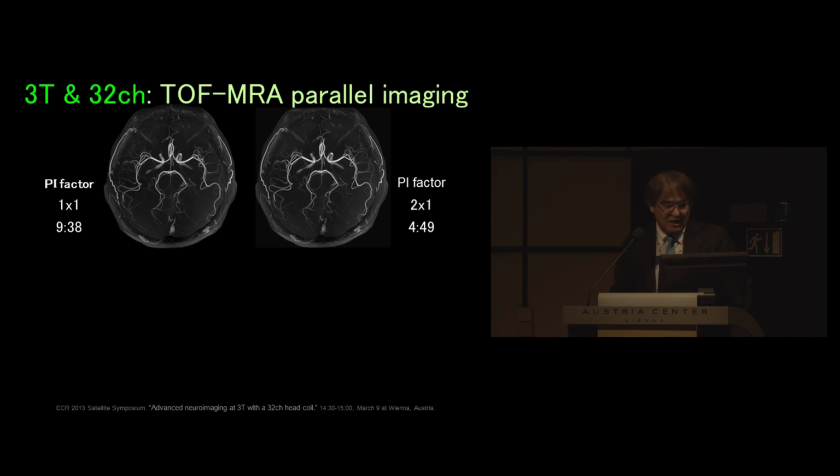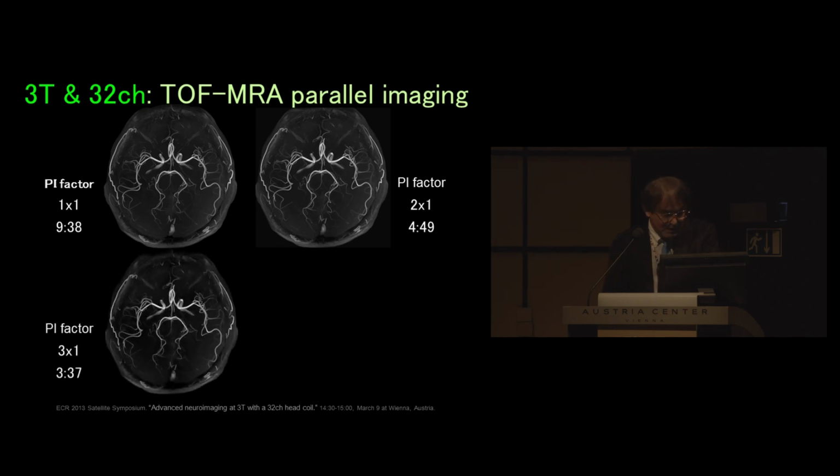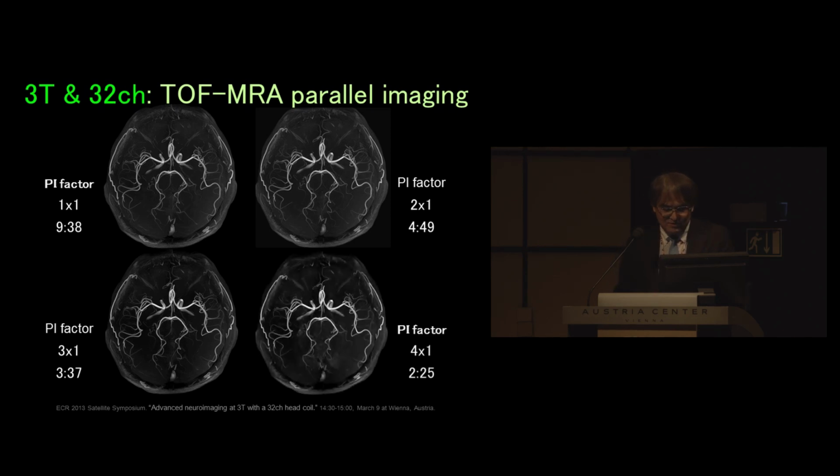Without parallel imaging, for this kind of coverage of the MR angiography, it takes around 10 minutes. However, if you go 2 by 1, I mean, in the phase encoding direction, just acceleration by a factor of 2, then the imaging time becomes less than 5 minutes. If you go 3 by 1, then about 3.5 minutes, and 4, then you can go as short as 2.5 minutes. However, at the center, you can easily observe that there's an artifact.